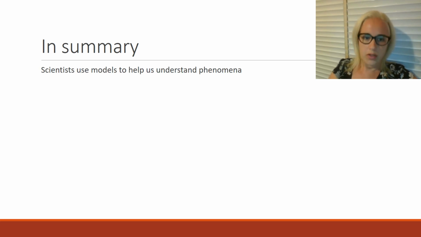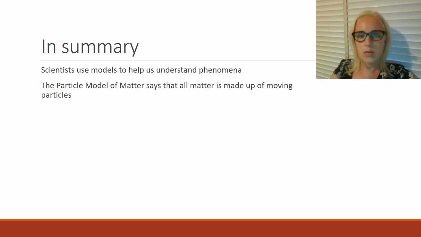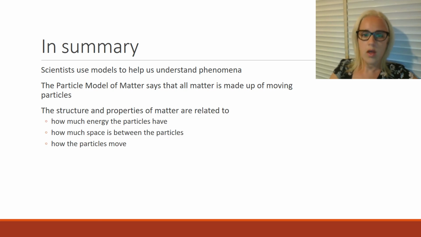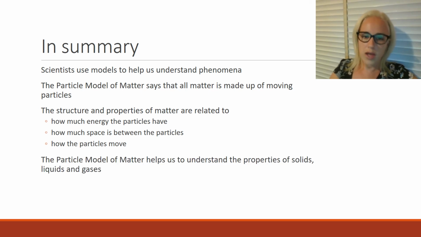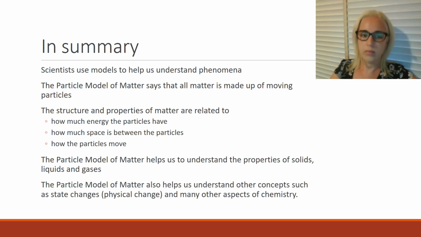In summary, scientists use models to help us to understand phenomena. The particle model of matter says that all matter is made up of moving particles. The structure and properties of matter are related to how much energy the particles have, how much space is between the particles, and how the particles move. The particle model of matter helps us to understand the properties of solids, liquids, and gases. It also helps us to understand other concepts such as state changes and physical change and many other aspects.